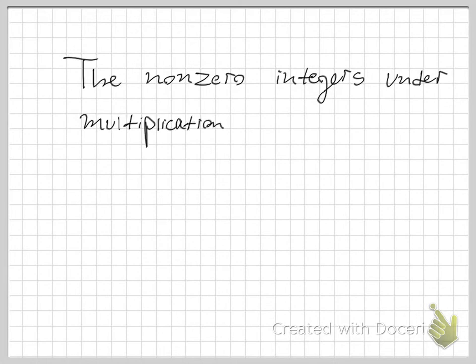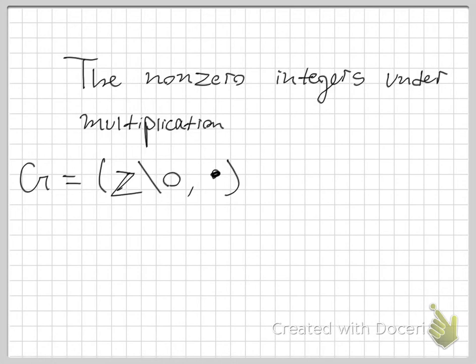All right. So this is the one that is not a group, and I'll show you why. The non-zero integers under multiplication. I'll show you the property that they fail. So the group is the non-zero integers under multiplication. So that's the group. G is equal to that, right?